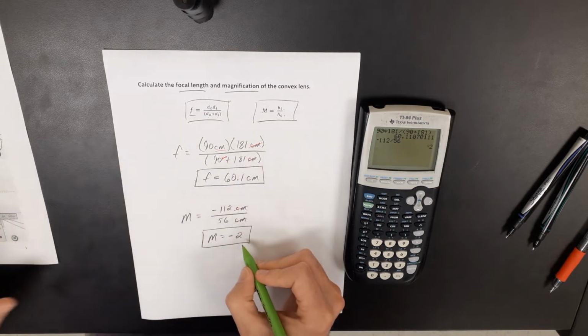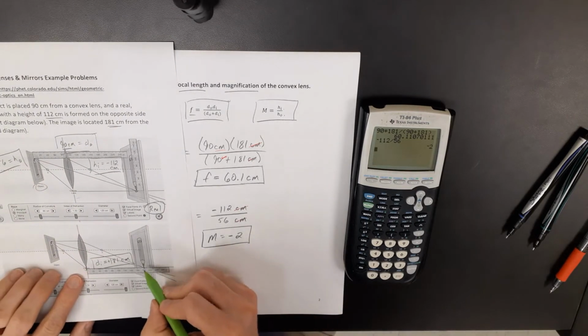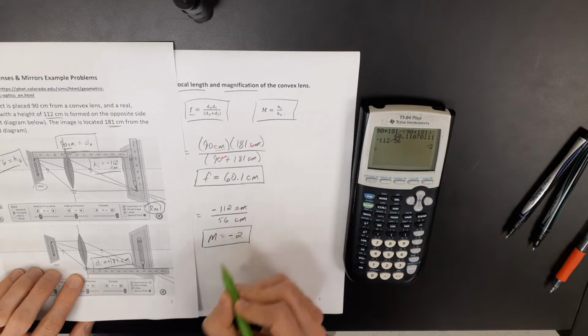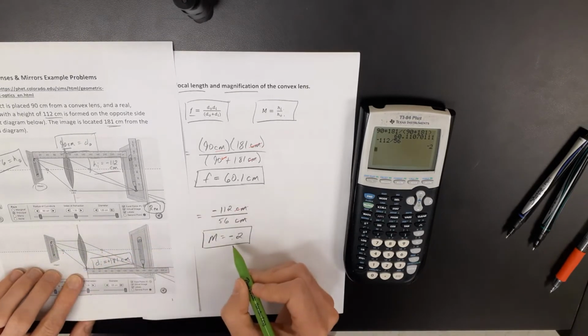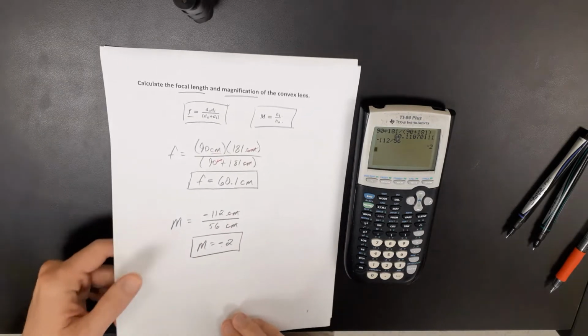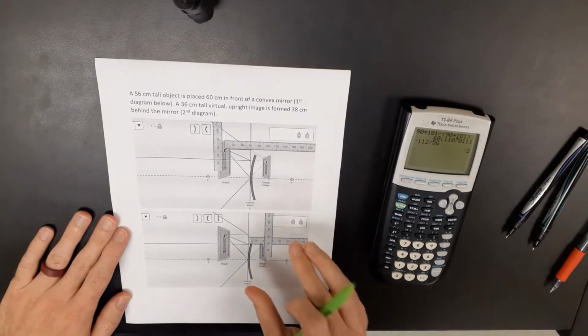All right, magnification of -2. That tells me that this final image was inverted because it's a negative, but it's twice as large as the original object was over here. Now, let's look at an example using a mirror, a convex mirror.